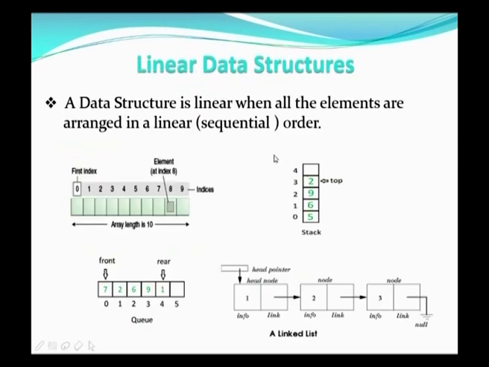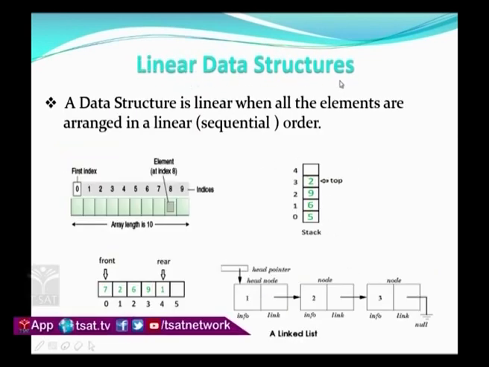Next, these are the linear data structures. A linear data structure, as the name itself suggests, means all the elements are arranged in a linear or sequential order. Suppose I take this example. So this is an array.